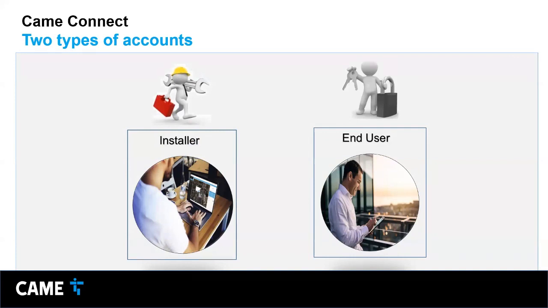And who is the end user? The end user is the person you are going to transfer the installation to. It's the owner of the motor, the person that hired you to do the installation. You install the motor, the gate operator, the gate arm. Then you install the Kami Connect device, the Kami Wi-Fi, and then you transfer that installation to the end user.